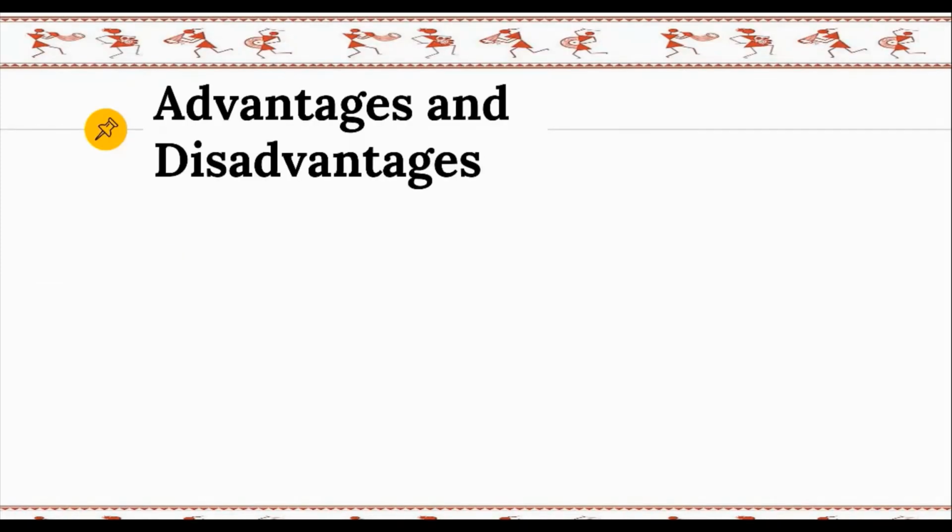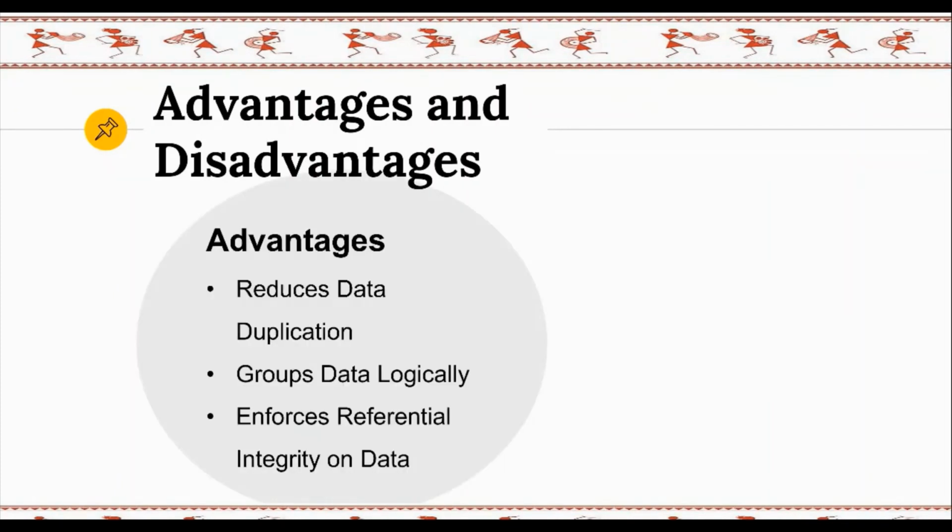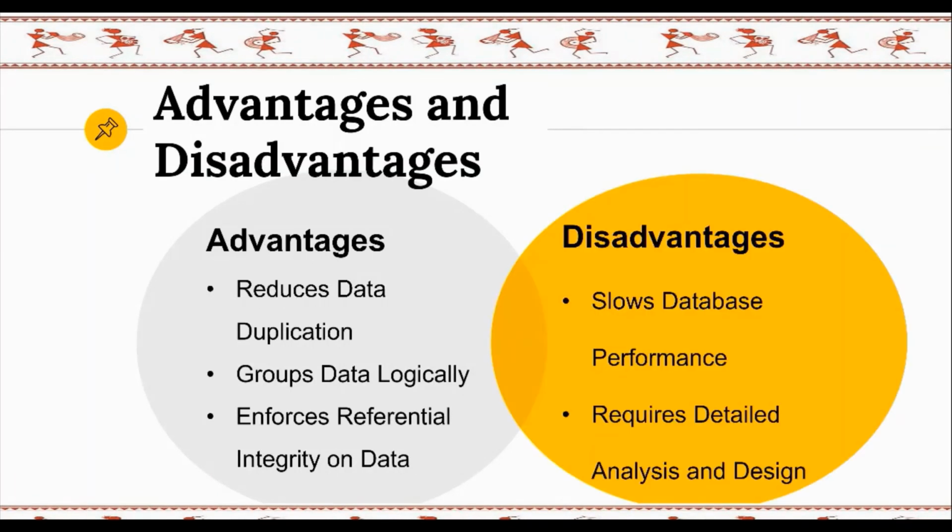Let us discuss the advantages and disadvantages of normalization. The advantages are it reduces data duplication, groups the data logically, and also enforces referential integrity on data. But the disadvantages are it slows database performance and requires detailed analysis and design. And it creates a number of fragments. In some cases, you have to go for denormalization to achieve good efficiency.